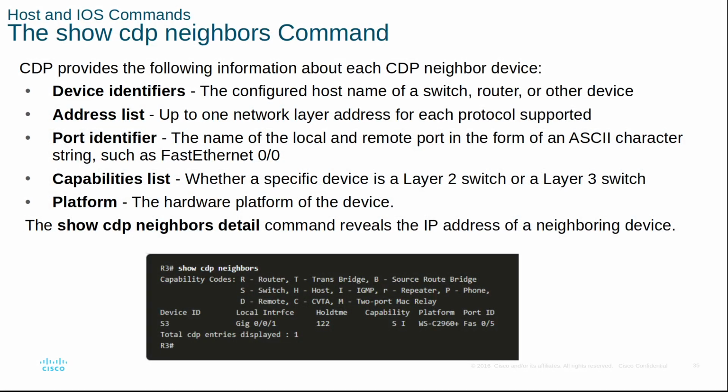Next up we have CDP. So CDP is the Cisco Discovery Protocol. You can use show cdp neighbors to find out information about neighboring Cisco devices. It'll give you information such as the device identifier, if it's got a host name configured, its list of IP addresses, what ports they're connected on, what capabilities they have, and whether it's a layer 2 device or a layer 3 device, a layer 2 switch or a layer 3 switch, or a router, and what the hardware platform is. And all of this information is one of the reasons that when you're securing a network, you tend to disable CDP.